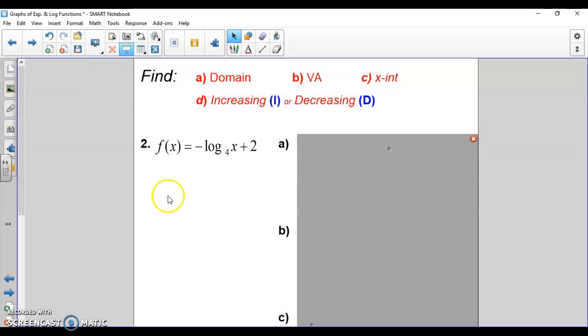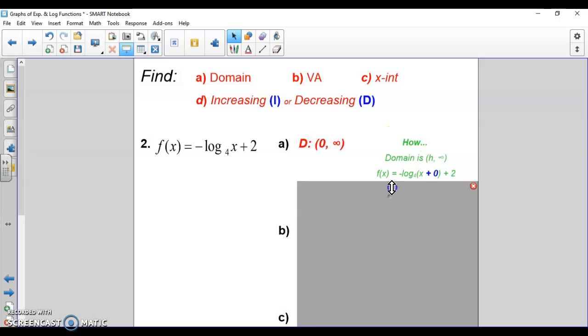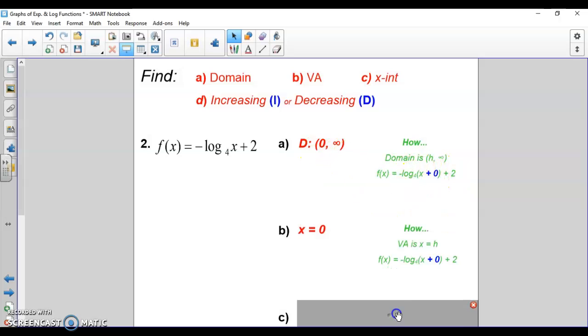Now, notice there's no parentheses here. That's going to be a key part in these first 3 things that we're looking at. Domain is just 0 to infinity. Because there is no parentheses, that means there's no h value. So it's 0 off to infinity. Same with your vertical asymptote. Same reason. Just written differently for our answer.